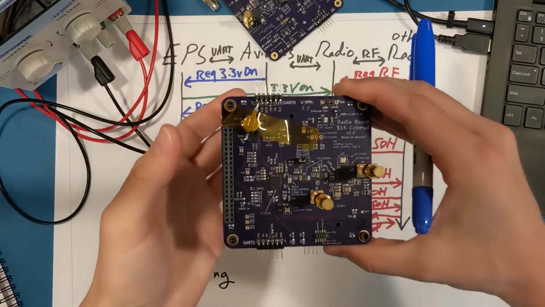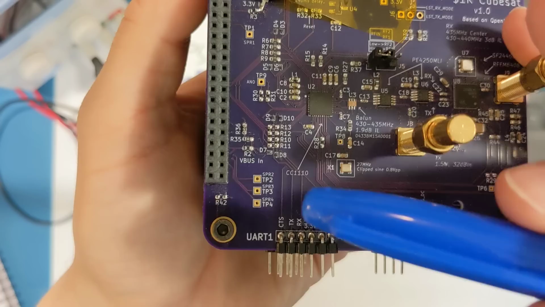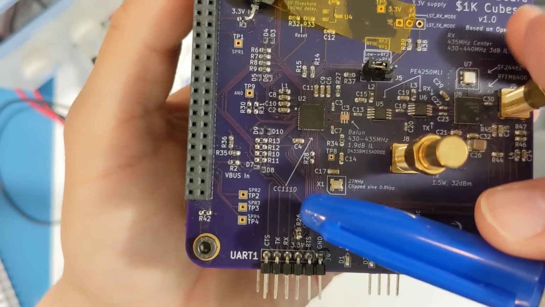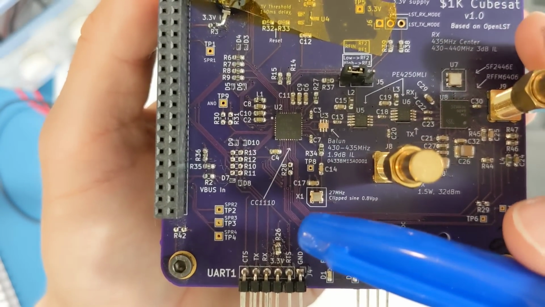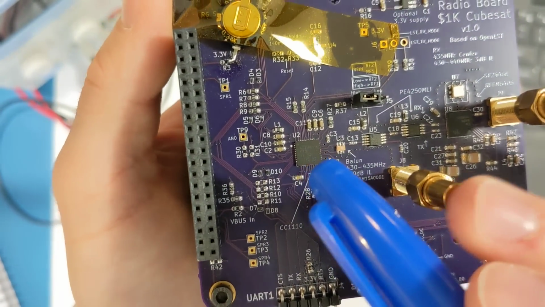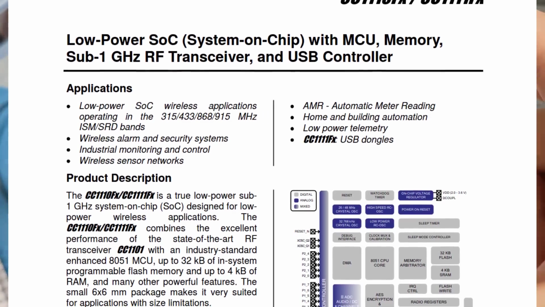It is important to note some limitations with the CC1110, specifically the F32 variant of the radio transceiver, which is the heart of this radio board.